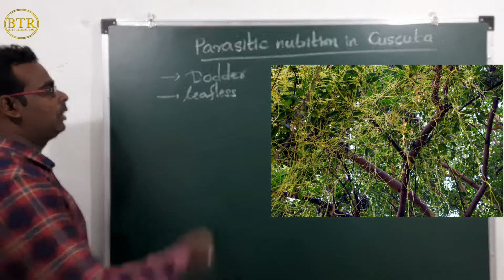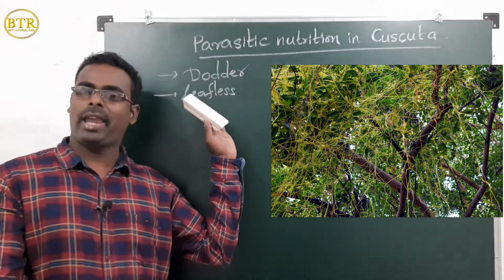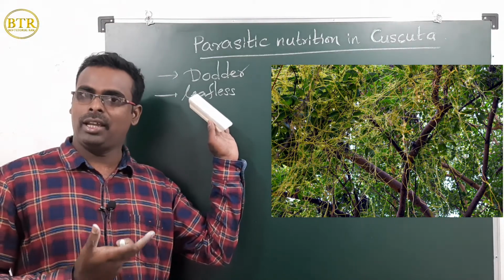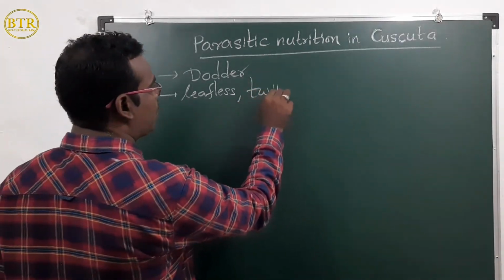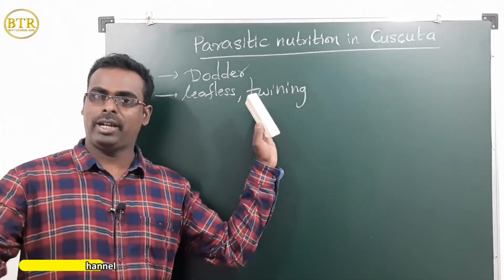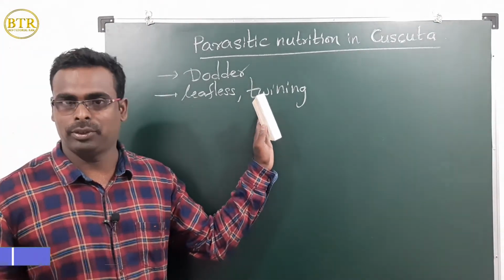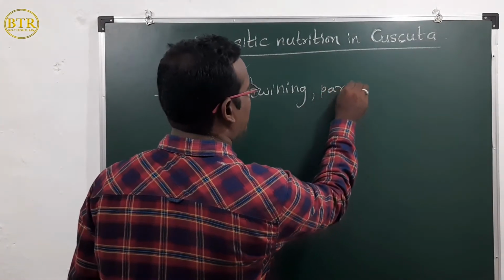Cuscuta is a leafless plant, so leaves are absent in Cuscuta. Leaves convert into scales, so that's why it is a leafless plant and a twining plant. It twines around other host plants, and that is the way it lives. It is a twining plant and it is a parasitic plant.